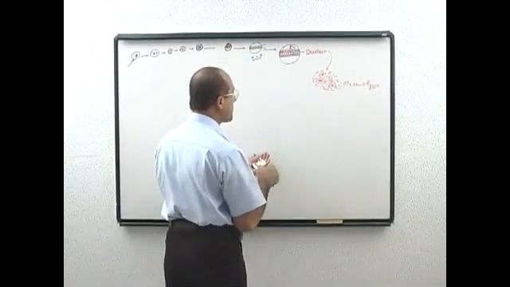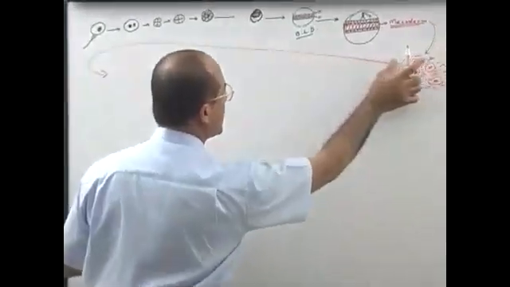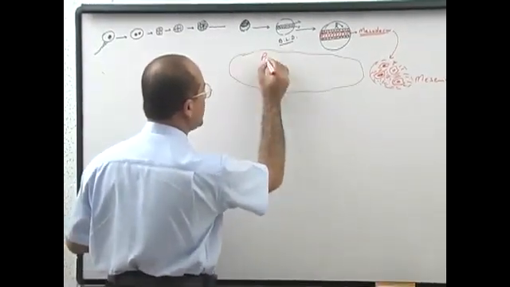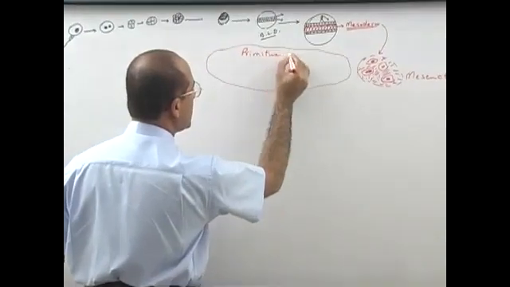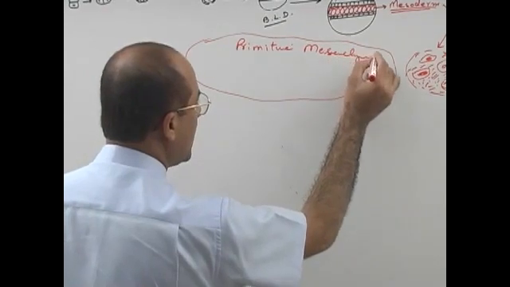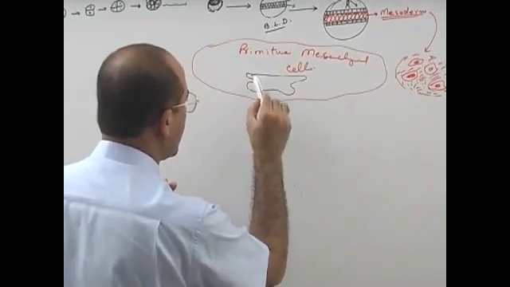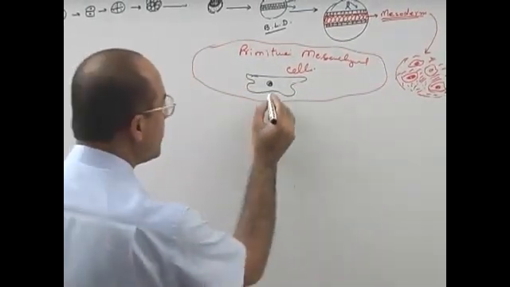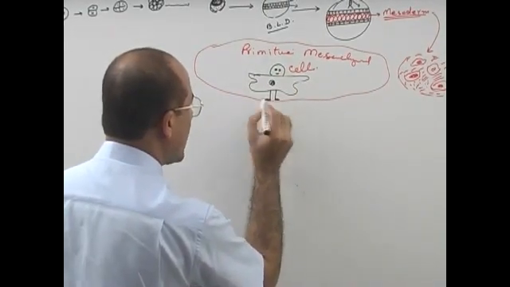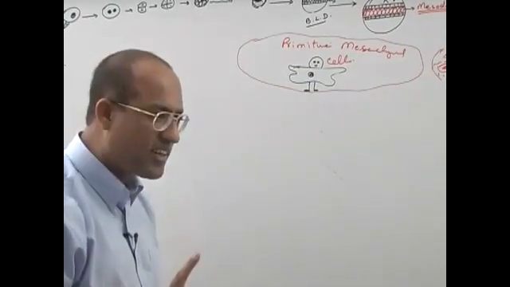This is mesenchyme. This is mesenchymal tissue. Primitive. Mesenchymal cells. Let's suppose this is some primitive mesenchymal cell. This is the first monkey produced. And what is this monkey? First, primitive mesenchymal cells. Is that right?